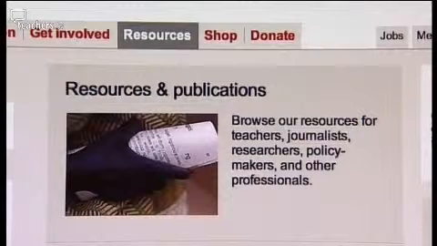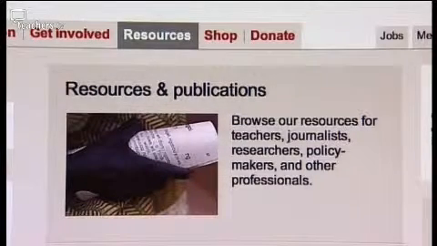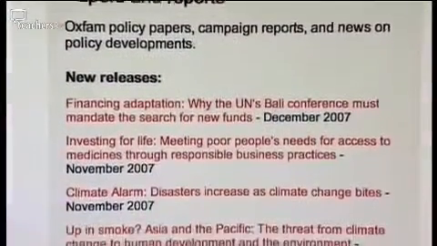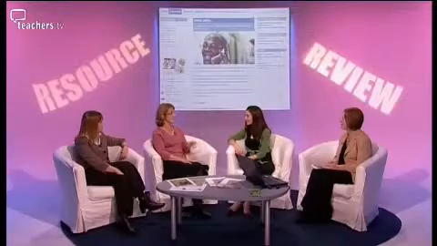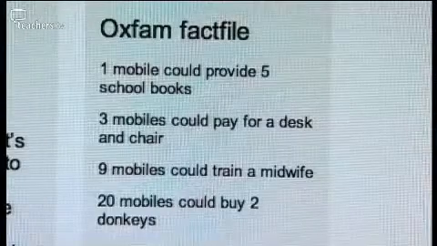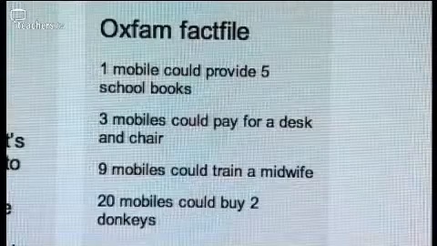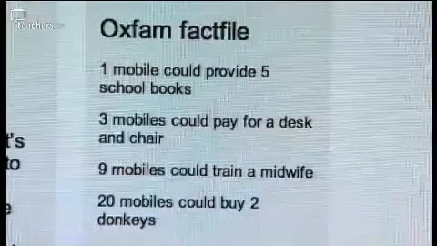I agree that it doesn't cover that angle, but I thought there was enough material in there to act as a launch to thinking about political issues. There is a part at the end that actually has activities to take the resource further. Kim, what do you think of this resource? I got into the website and then got carried away by following the links to lots of different pages, which I found was really, really interesting. I loved the fact file. I like this bit. It said 1 mobile phone recycled could provide 5 school books and 20 mobiles could buy 2 donkeys. Right. So you're right, it could really lead on to other issues.